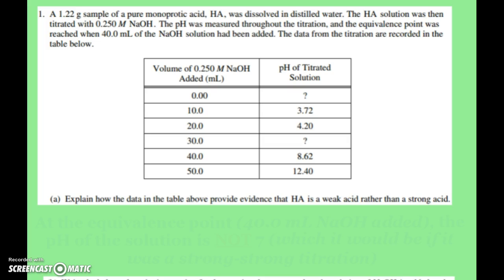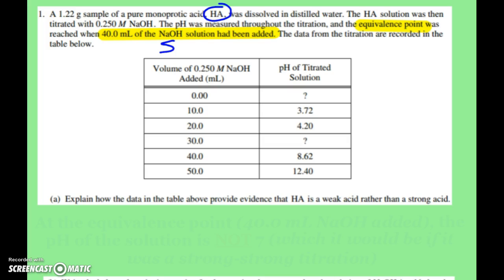And the solution was then titrated with 0.25 molar sodium hydroxide. The pH was measured, and the equivalence point was reached at 40 mL of sodium hydroxide. Very important: at the equivalence point, 40 mL of NaOH has been added. And then here we have our data. Hopefully you recognize sodium hydroxide is a strong base. The acid is monoprotic, so we have a 1-to-1 hydronium to hydroxide ratio.